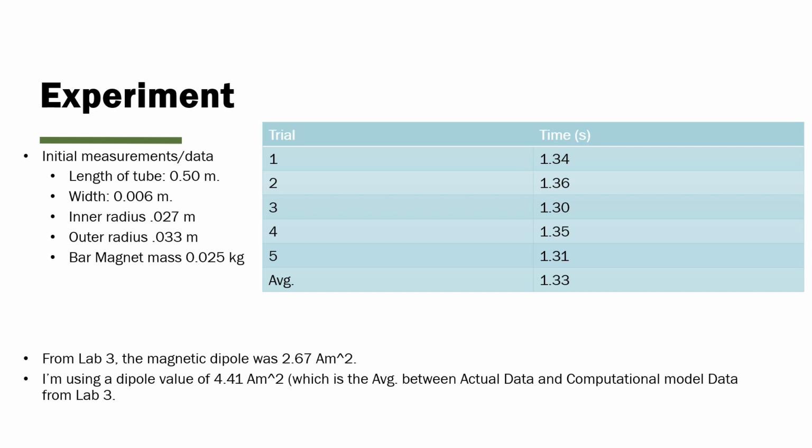So while doing this experiment, this is the initial data on the left here of the tube, and doing the experiment 5 times, you can see the average was around 1.33 seconds. And then from lab 3, the magnetic dipole was 2.67, but that value is around 65% off from the computer model, so it wouldn't give me good data for this experiment. So I'm actually using the mean value from that experiment to set the dipole value on the ideal GlowScript model.